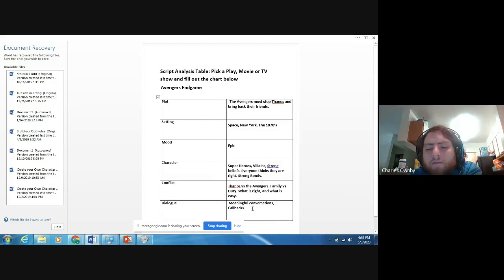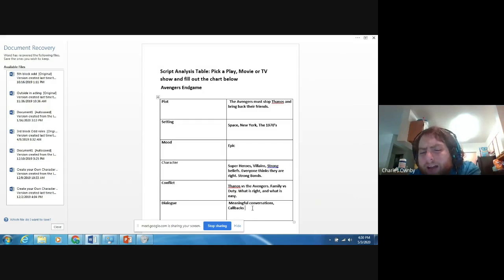And finally, we have meaningful conversations and callbacks as our dialogue. Here's what I mean. Meaningful conversations. We talked earlier about the strong bonds between our characters. Those meaningful conversations really help to drive that home. Whether it's a brotherly conversation between Captain America and Black Widow, or a sisterly conversation between Gamora and Nebula. There's a lot of different meaningful conversations that mean a lot to the characters.